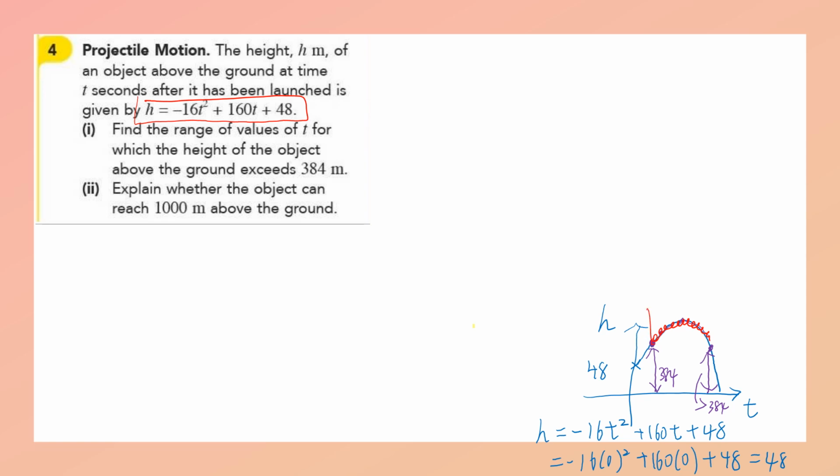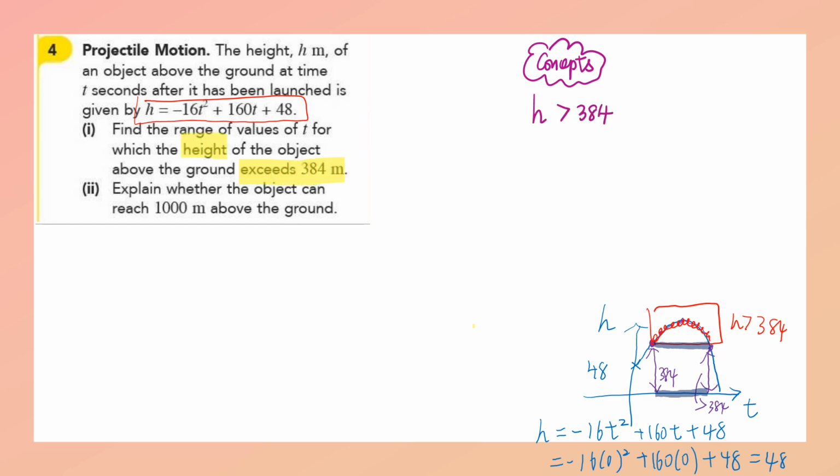Okay, this portion here where the height is more than 384, and we're supposed to find the range of values of t. So the range of values of t will be from here to here. Okay, so basically this is how we can look at the questions using a diagram. So remember what Mr. Poya says, that one of the ways to solve the problem is to use a diagram. All right, so what are the concepts involved in this question?